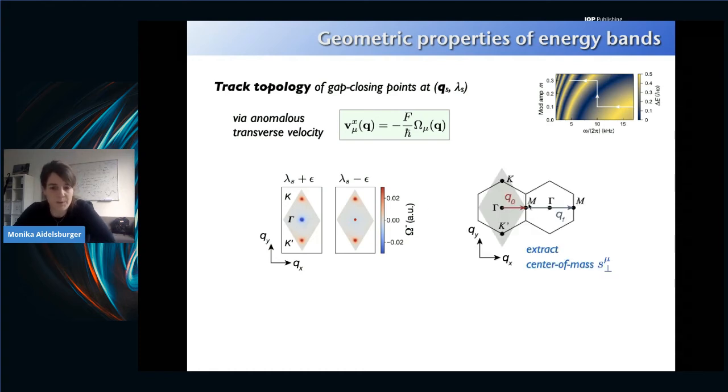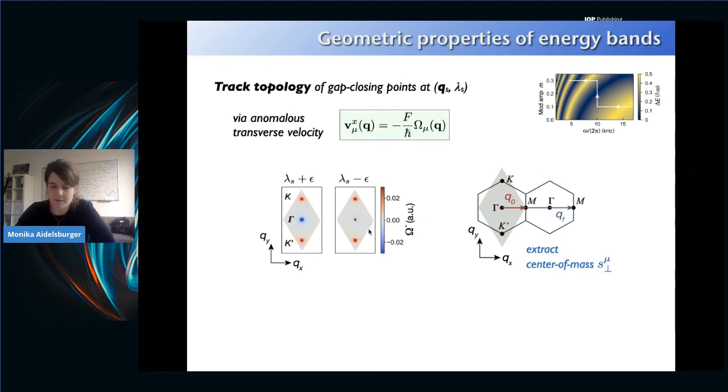So what we do is we prepare a quasi-momentum wave packet at this position M, for instance, in the Brillouin zone, and then we move it across the gamma point where we know that the gap closing happens. And then we measure the center of mass motion or the transverse deflection in situ after we have performed this motion in reciprocal space by applying a force. And then depending on the sign of the Berry curvature that is concentrated around the gamma point, we will either see that the cloud gets deflected to the left or to the right.